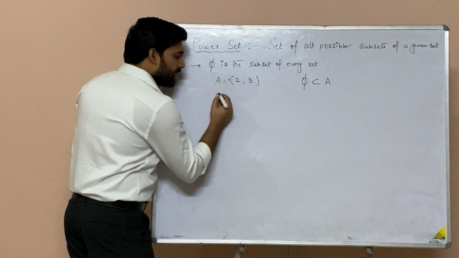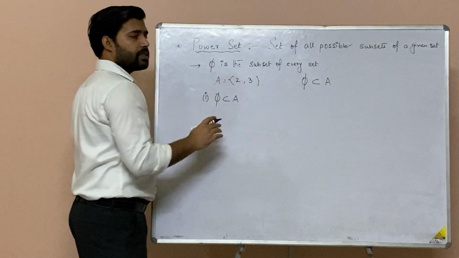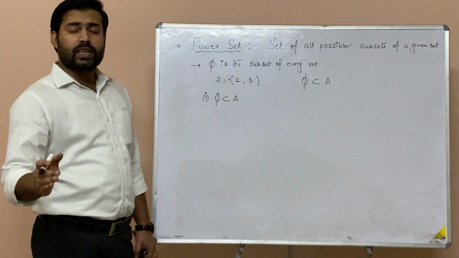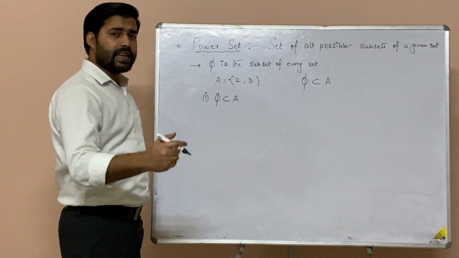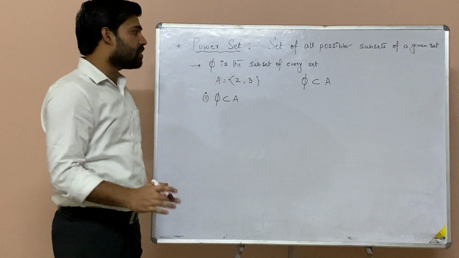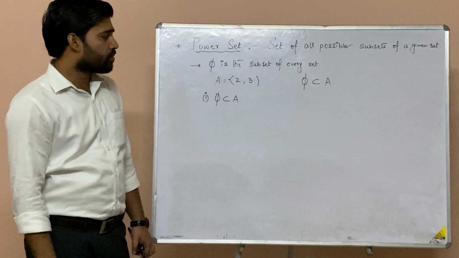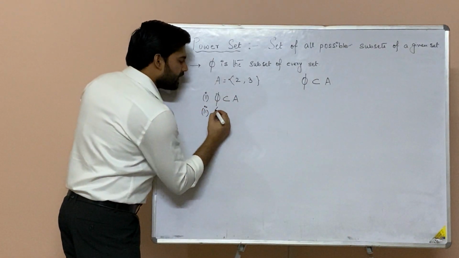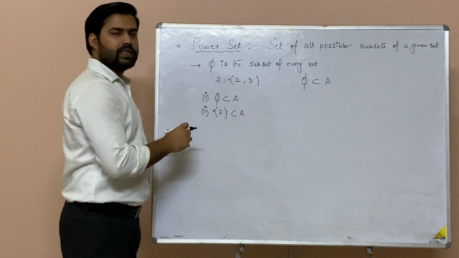First of all, phi is a possible subset of A. Phi is the subset of every given set. So when I am asking about the possible subsets, what are the sets which can be categorized as the subsets of A? One of them would be phi definitely. Apart from that, the second subset that I can have is only 2. Only 2 is a subset of A.